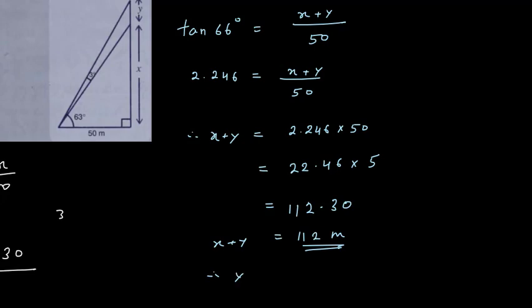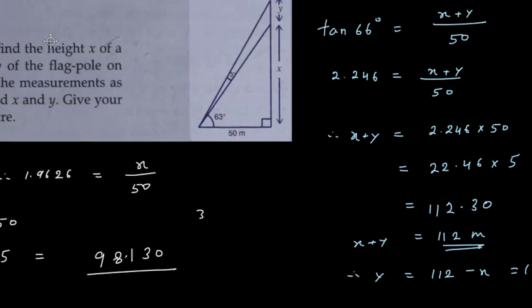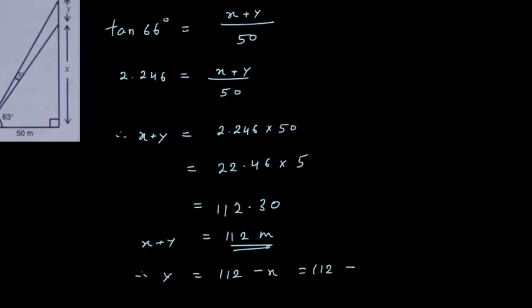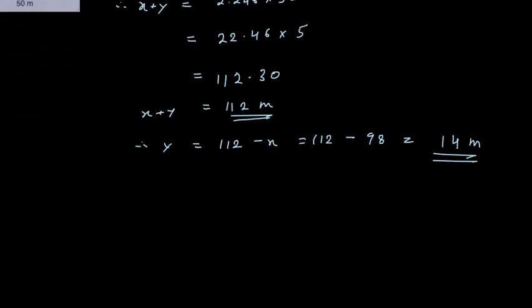So therefore y is equal to 112 minus x, which is 112 minus the value of x we just calculated, and it is 98. So minus 98. 12 minus 8 is 4. Then 10 minus 9 is 1. So 14 meter. Therefore finally x is equal to 98 meter and y is equal to 14 meter.